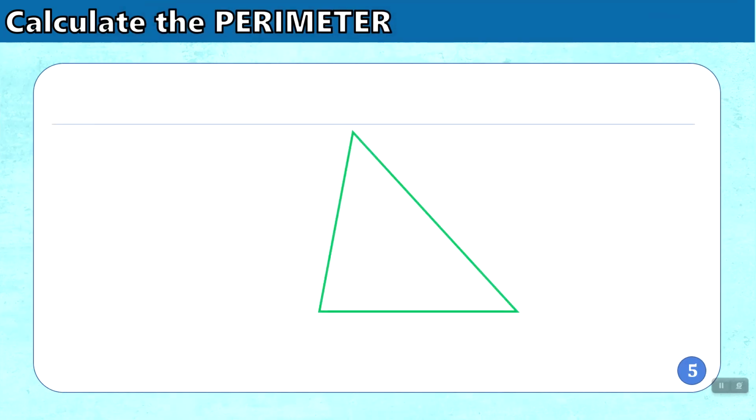Shape number 5. What kind of shape is this? Yes, it's a triangle. What kind of triangle does it look like?